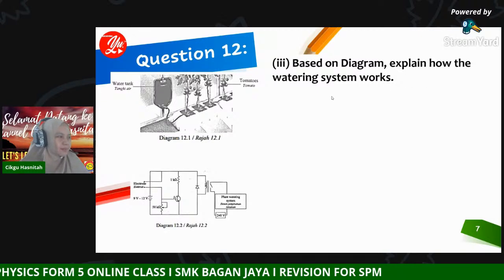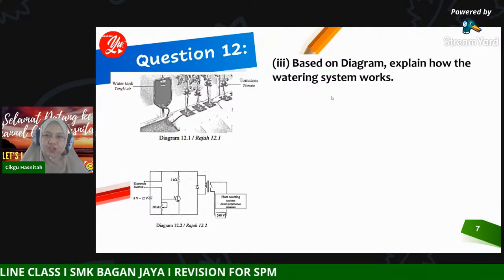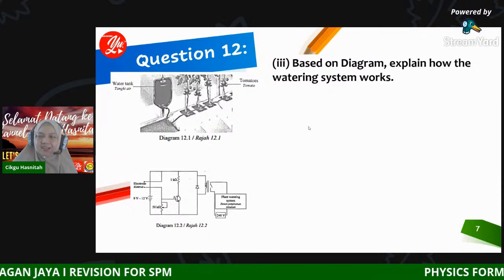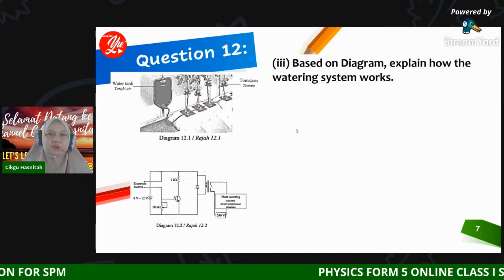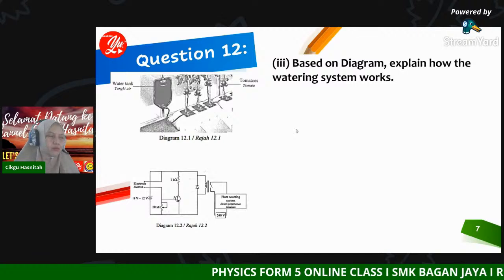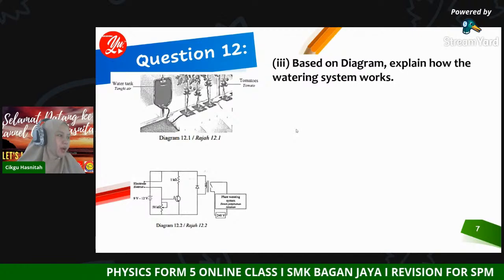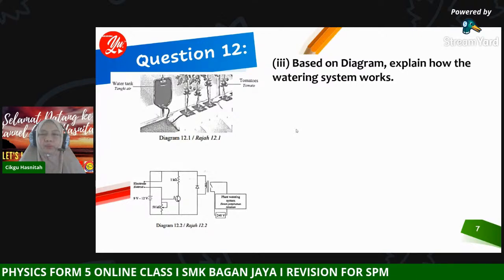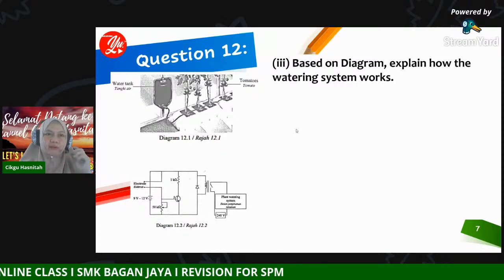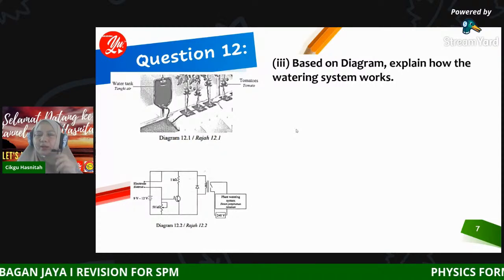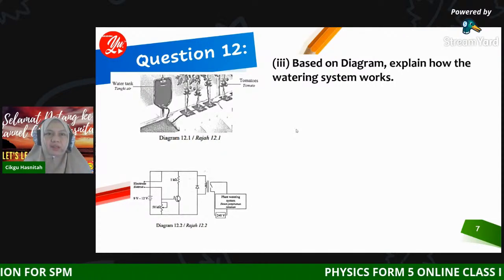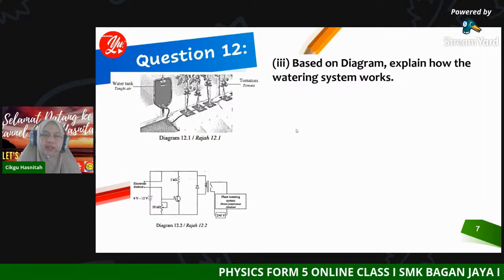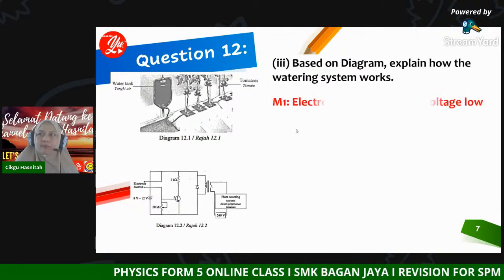Okay, anyone? Anyone dare to share their answer? You don't have to be shy. If you get wrong, I will correct them for you. Okay, we are now learning, we are now revising. So it is good for you to have a clear picture on how to write the best explanation for these questions. Okay, number 3.